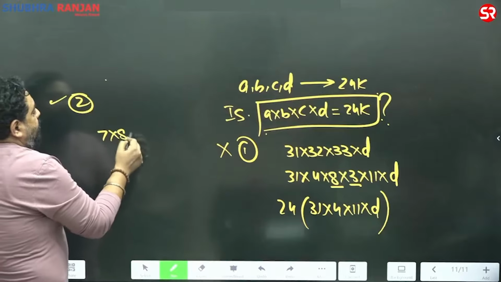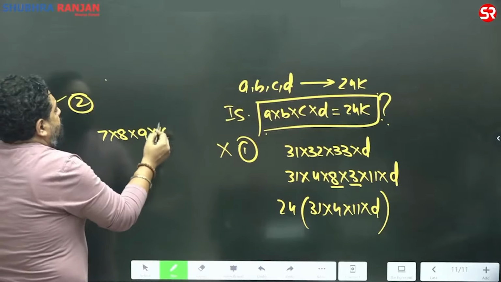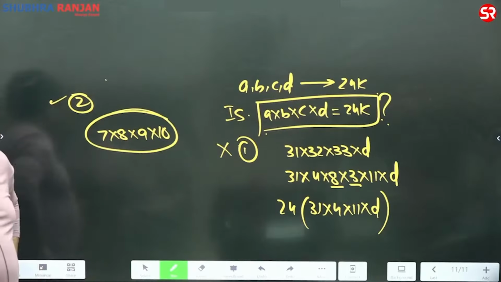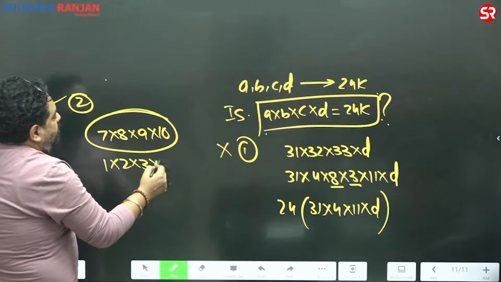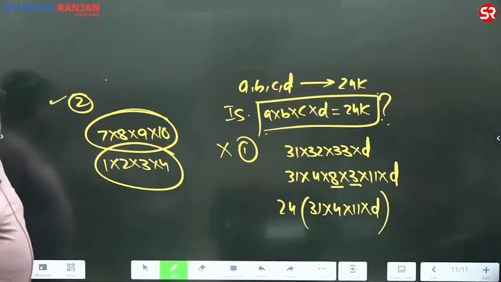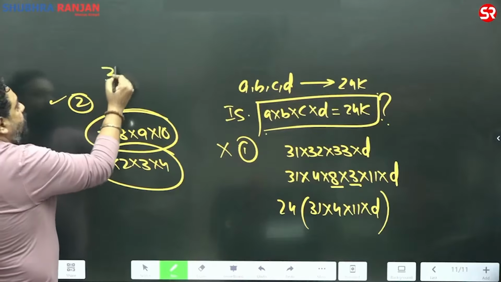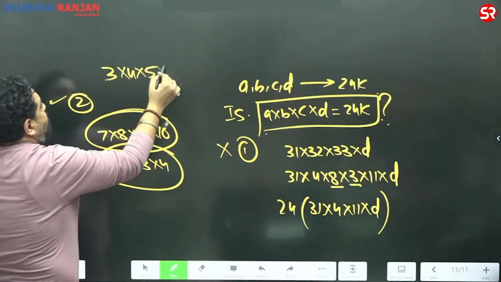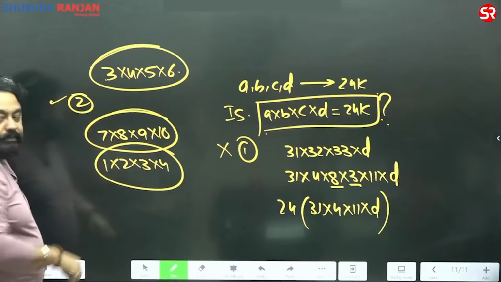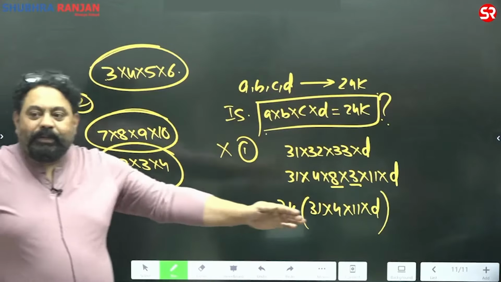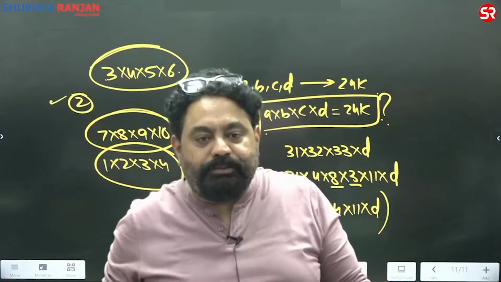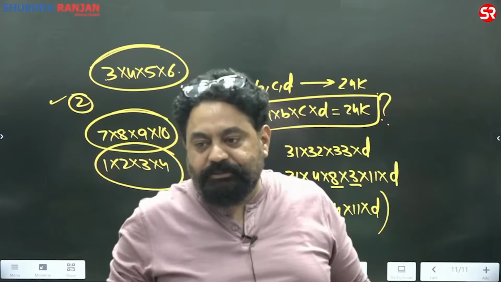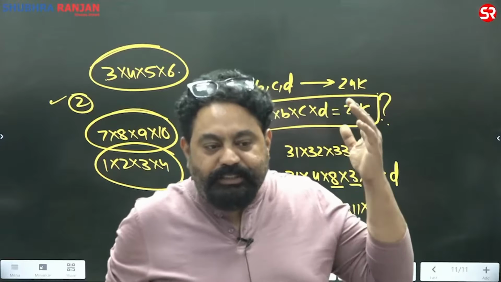7 into 8 into 9 into 10. Is it a multiple of 24? Yes, it is. Dekh lo. 1 into 2 into 3 into 4. Is it a multiple of 24? Yes. Kahin se bhi randomly utha lo. Sir, nahi, aap 3 se shuru karo. 3 into 4 into 5 into 6. Lo, 24 ka multiple. Product of four consecutive natural numbers is always a multiple of 24. So second is giving you the answer. First is not giving you the answer. Answer is 1.